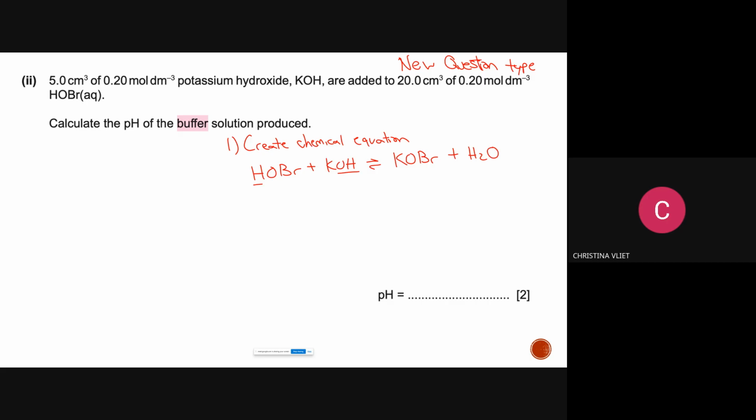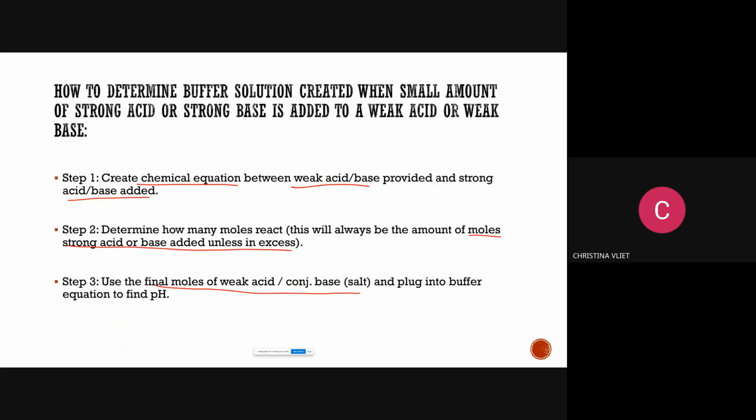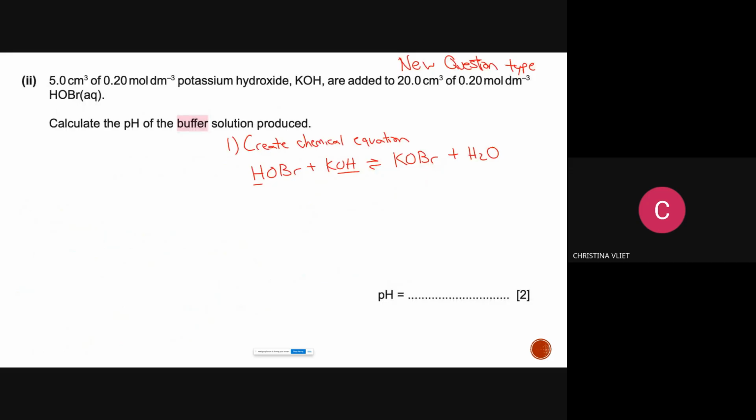All right, what's the next thing? What did I say? Make a chart. Determine how many moles react, which would be the chart. But in order to know how many moles react, I have to know how many moles I have. Am I directly given moles? No. Am I given a pathway to get to moles? Yes. For both compounds, I'm given the volume and the concentration.